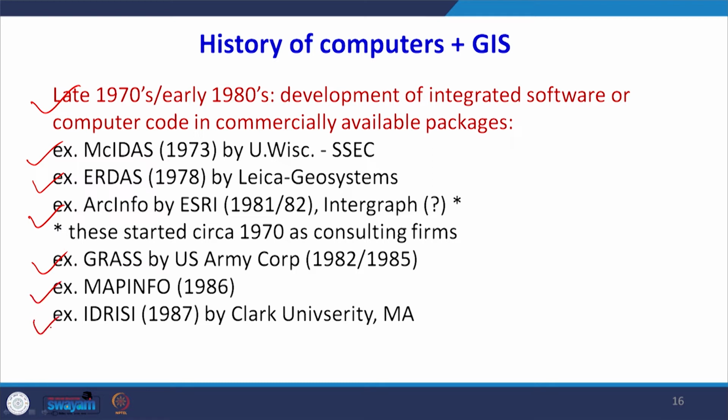MapInfo, IDRISI. So this is quite a long list, but it is an exemplary list to show that between the 70s and 80s a lot of developments took place and a lot of software came which were internationally available to the user community, and the user community was able to handle large data sets and carry out spatial modeling on the data.